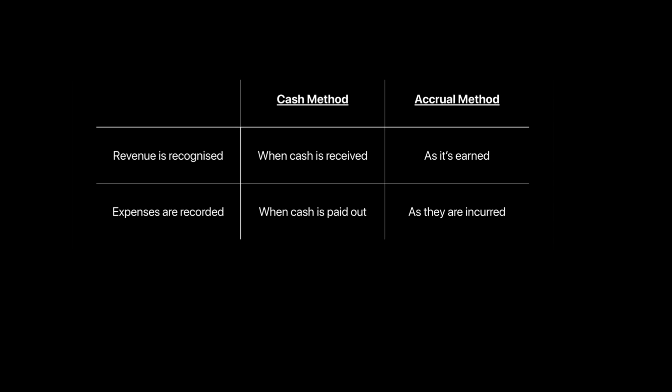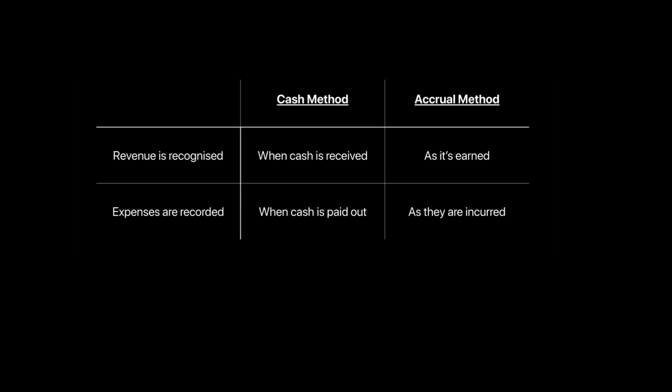So there are two ways how you can draw your income statement up. You can either follow the cash method or you can follow the accrual method. Under the cash method, you will recognize revenue only when cash is received. So when your customer pays you, that will be recognized as revenue, and expenses will only be recorded when cash is paid. So if you pay for electricity, that's only when you can record it as an expense.